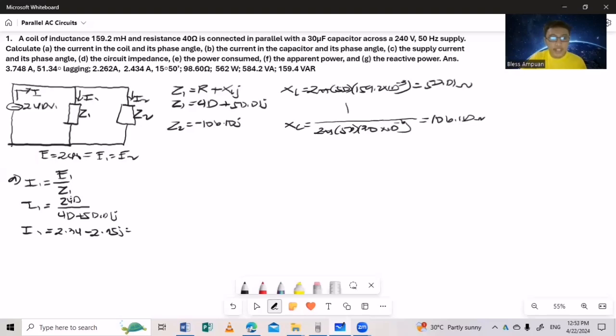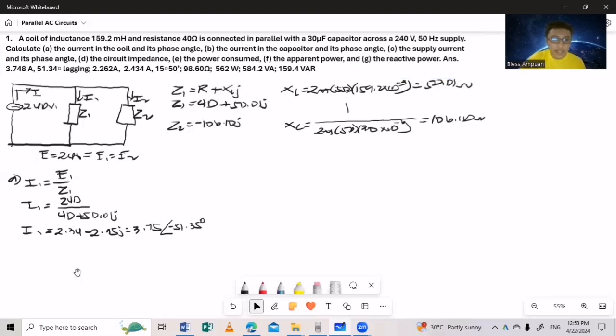And if you convert this into its polar form using calculator mode, from rectangular form to polar form, our answer is 3.75 at an angle of negative 51.35 degrees. Okay, so letter A, the current of the coil.